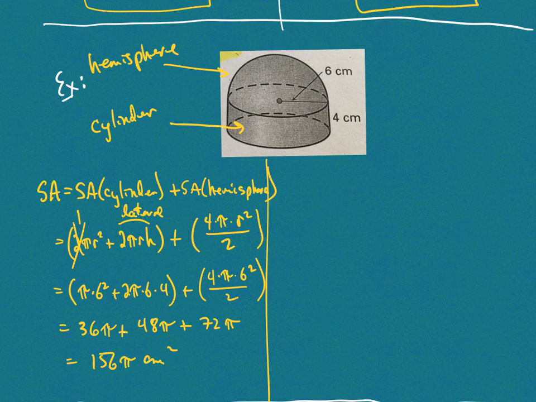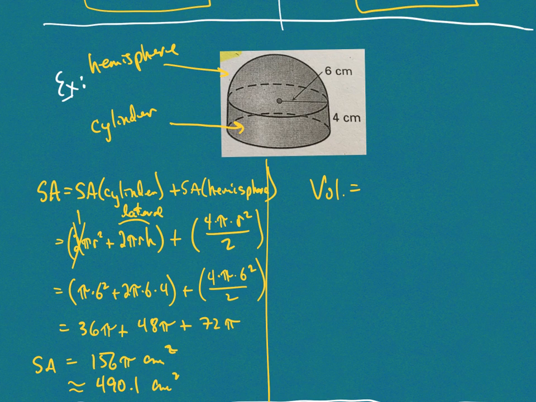square centimeters. And again, for those of you who like the approximate, I'll multiply that by pi for you. So the approximate would be about 490.1 square centimeters. Okay. So with a little bit of adjustment, we can calculate the surface area for this strange looking shape. Now the volume is actually going to be a little bit easier.